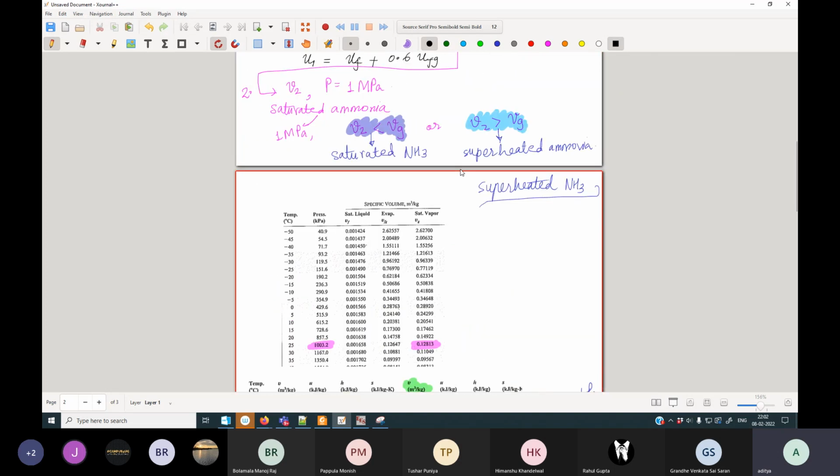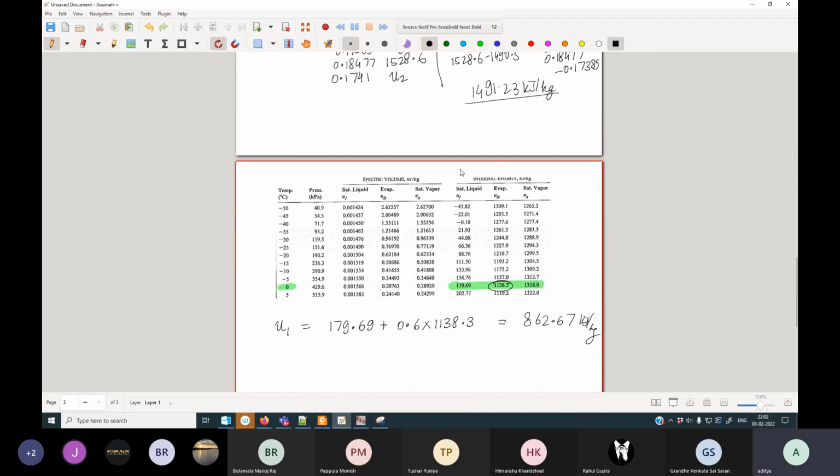Just to prove that point further, let us do U2 minus U1 from tables. This is going to be 1491.23 minus 862.67, which is 628.56. So Q12 will be mass times U2 minus U1. What was the mass? 1.148. That comes to 721.58 kilojoules.